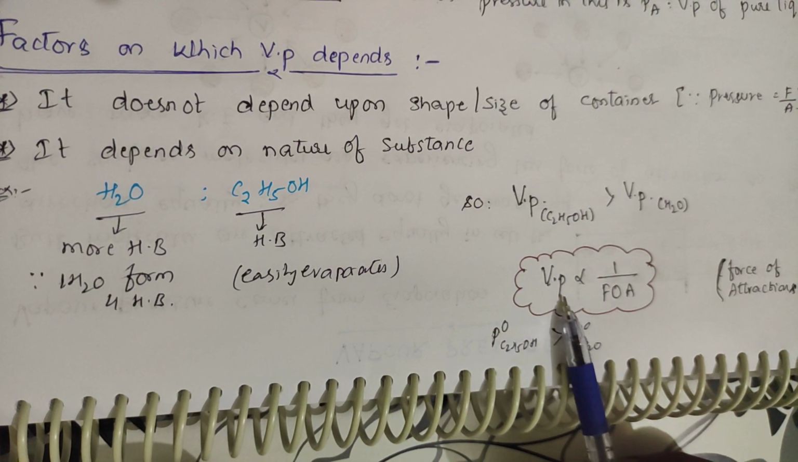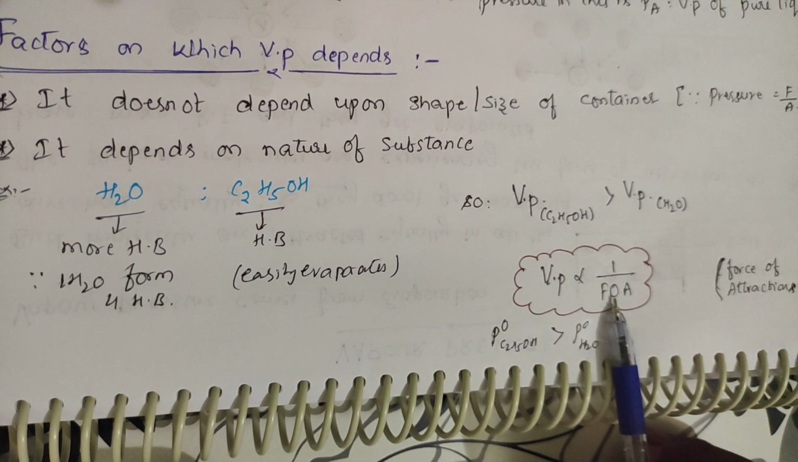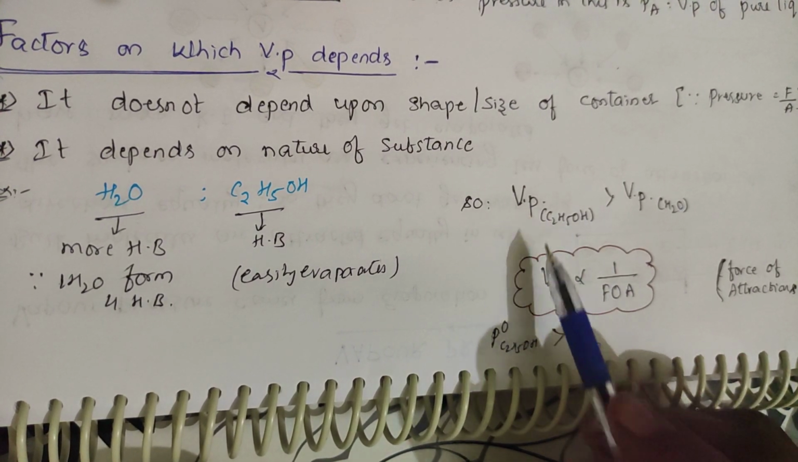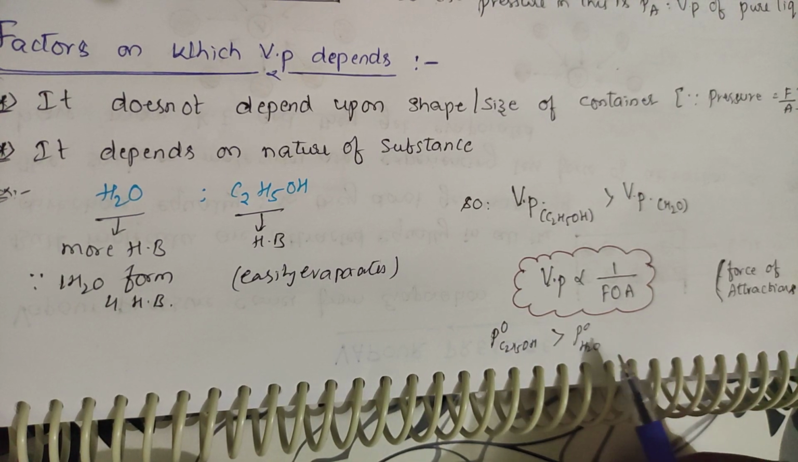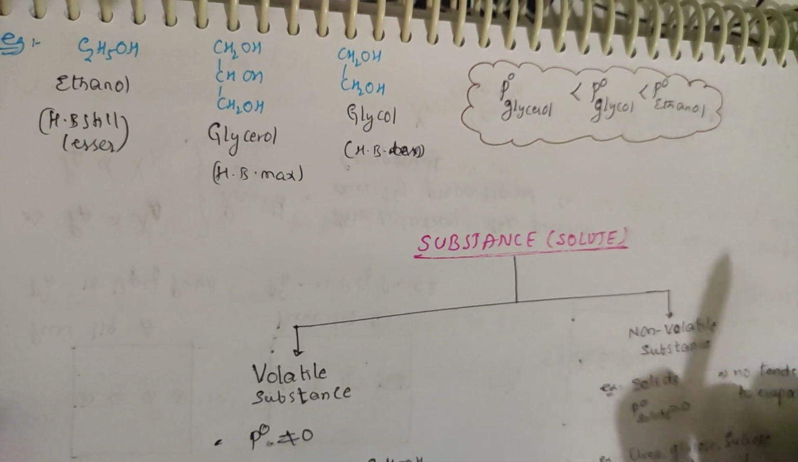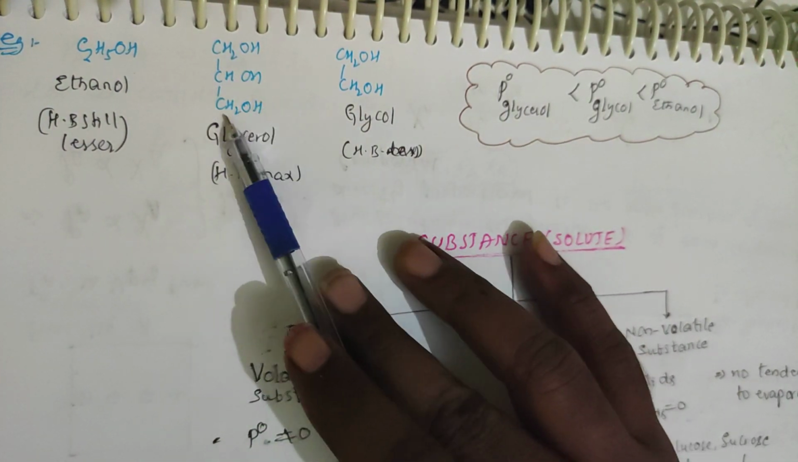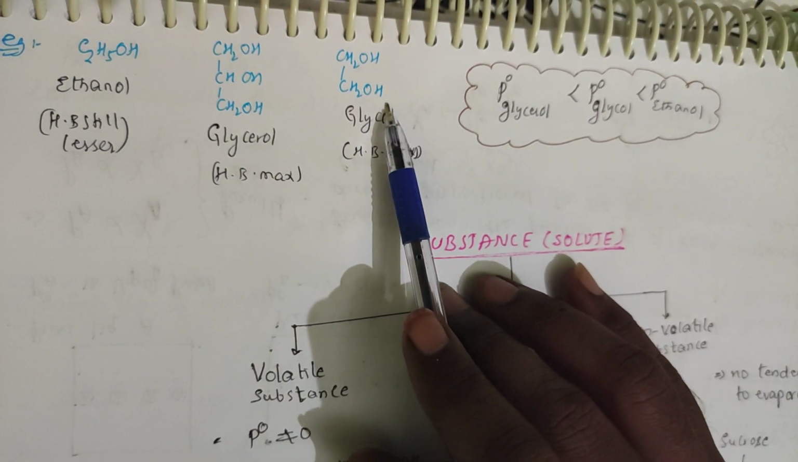So indirectly you can say that vapor pressure is inversely proportional to the force of attraction. If there is more force of attraction, the vapor pressure will be very low. The pure vapor pressure P naught of ethyl alcohol is greater than the pure vapor pressure of water, H2O. Take another example, C2H5OH; this is glycerol, CH2OH, CHOH, CH2OH; and CH2OH, CH2OH is called glycol.